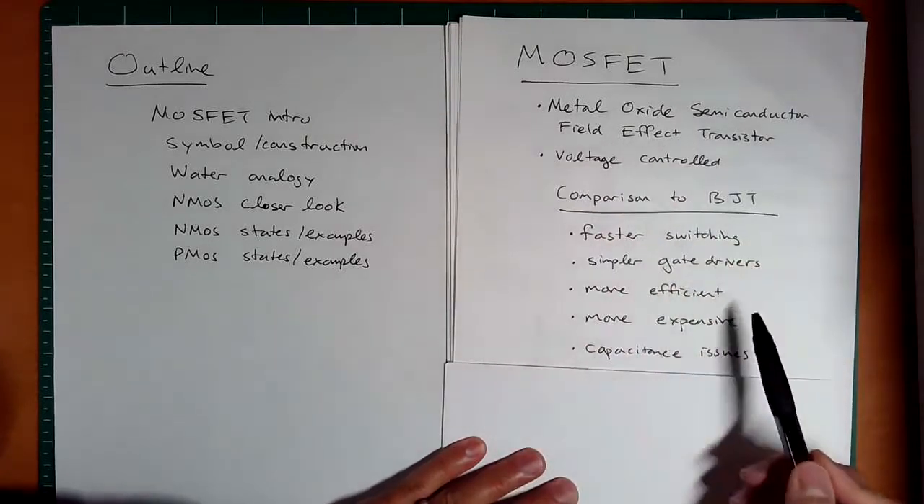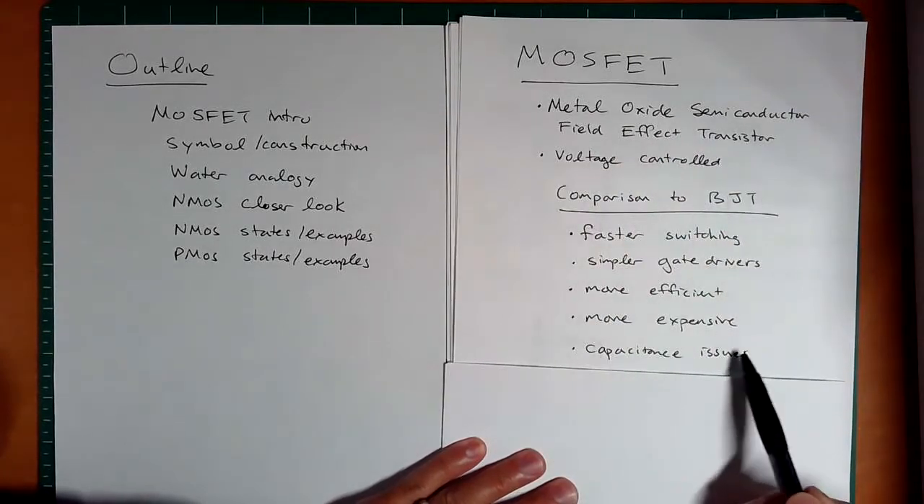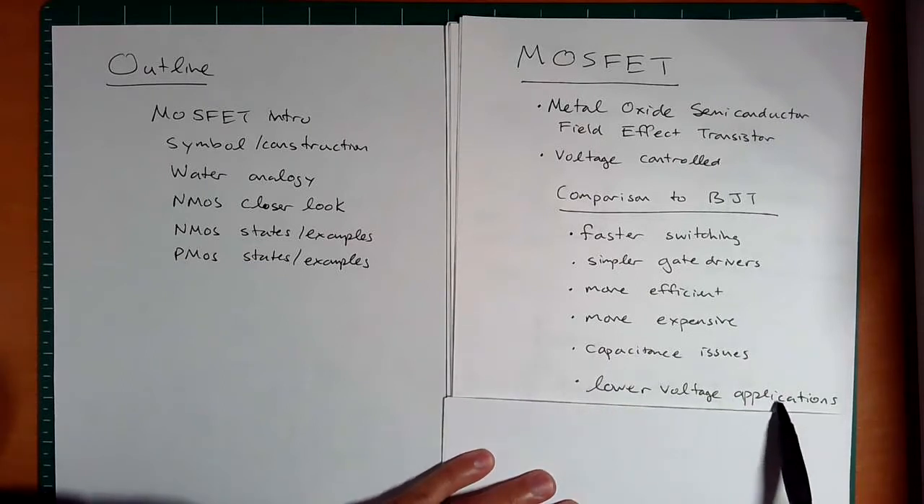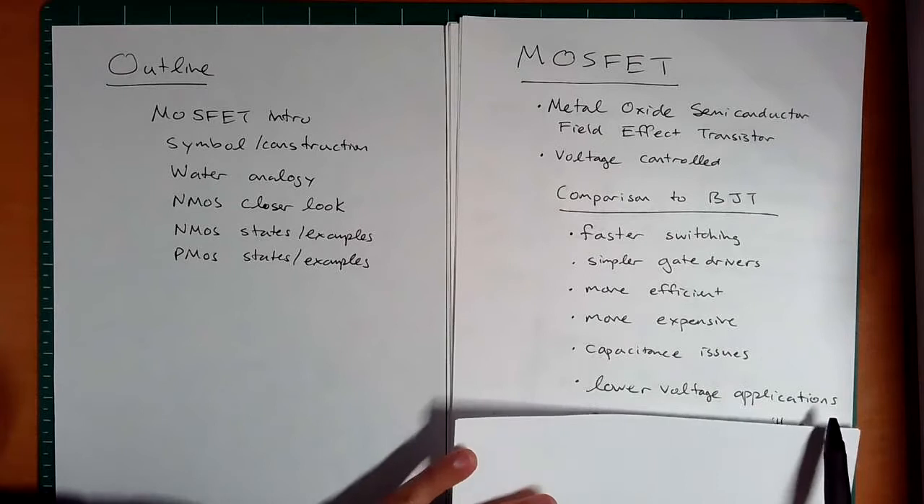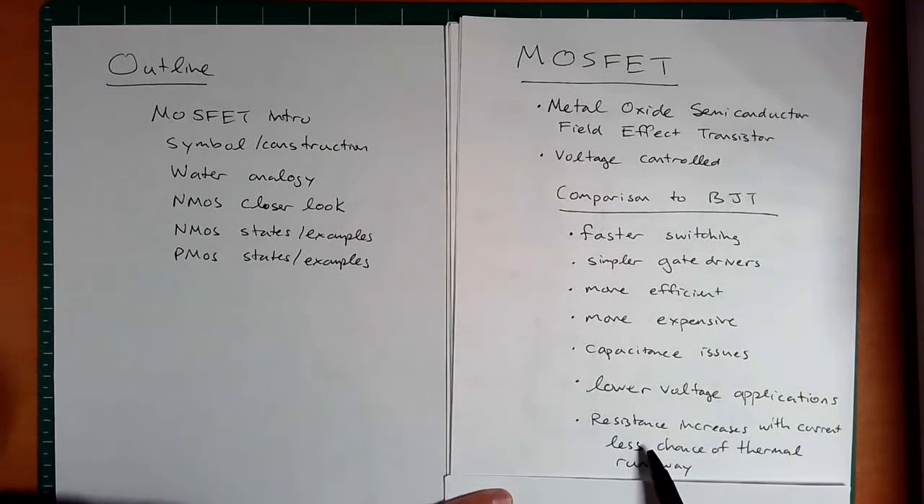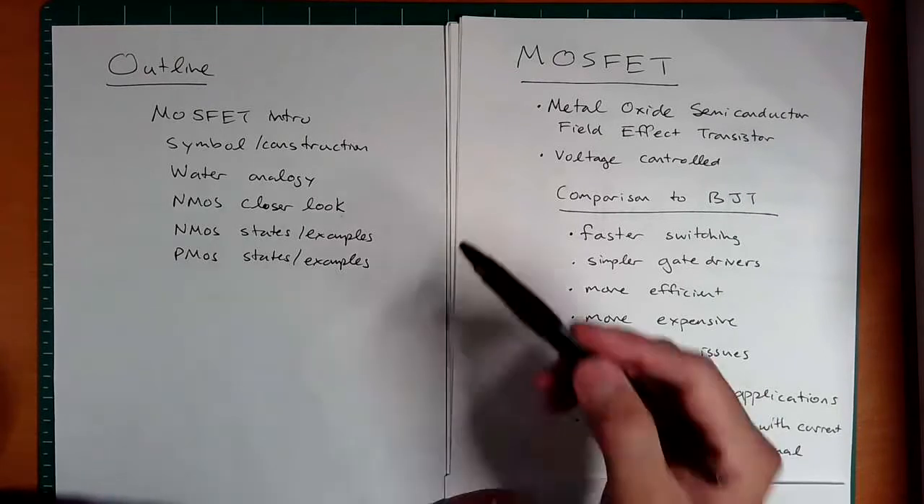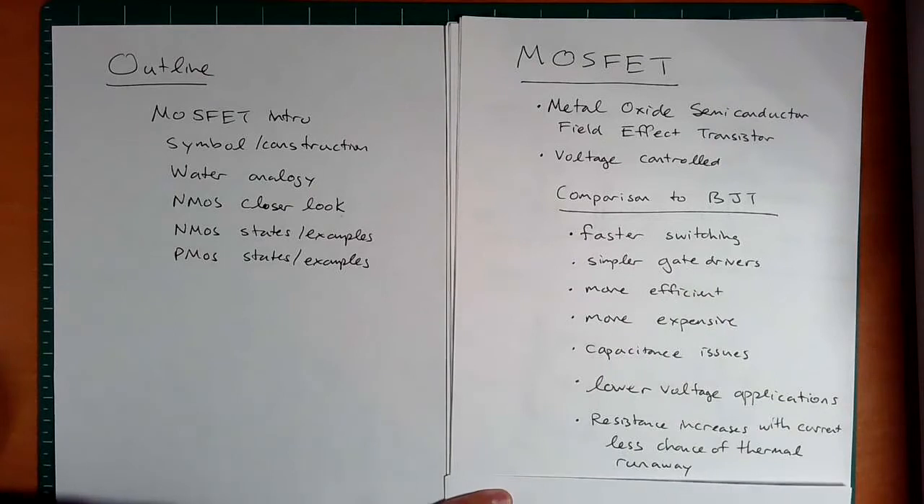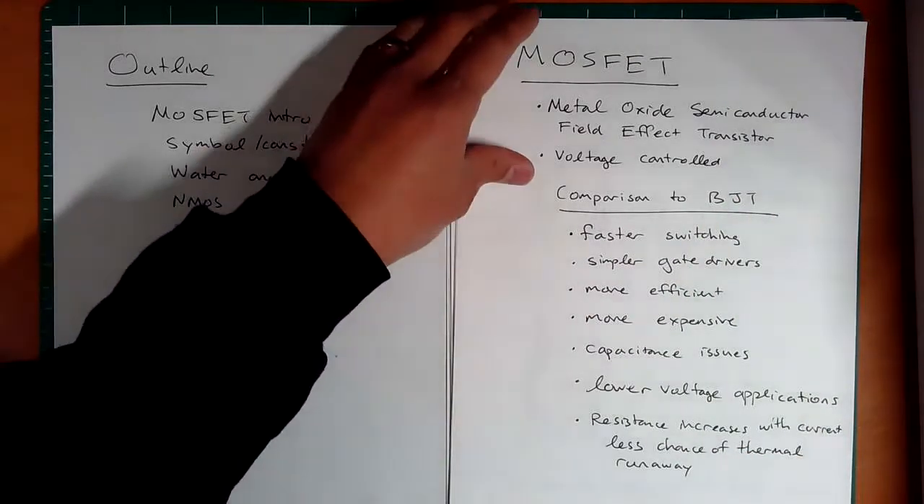Because you have this metal oxide, you actually have capacitance that you have to deal with. And they're typically made for lower voltage applications when compared to the bipolar junction transistor. Now, one thing to note is that the resistance increases with current. So there's less chance of a thermal runaway, unlike a bipolar junction transistor, where as more current flows through, the resistance actually goes down, which pulls more current. So you get this thermal runaway effect with bipolar junction transistors, as opposed to MOSFETs. So that's kind of nice.